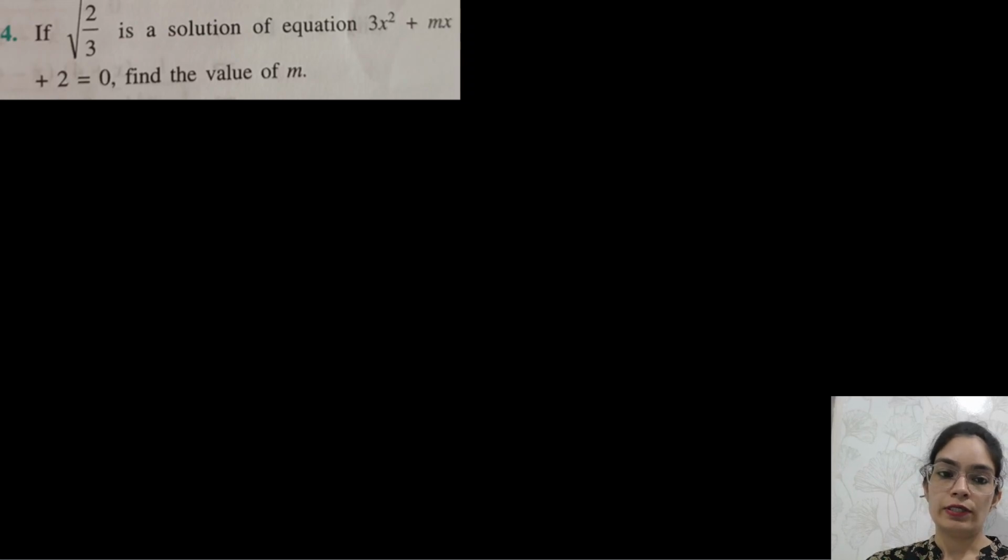See, this type of question we have done in MCQs also, where we found the value of k. So 2 MCQs we have done. Here it's given to us this number. What is the number? Root 2 by 3. So root 2 by 3 is a solution. If anything is a solution, that means that number we will take equal to x. So if this is a solution, that means we'll take this number as our x, or whatever variable is given to us in the equation.